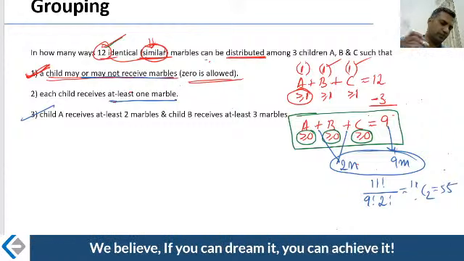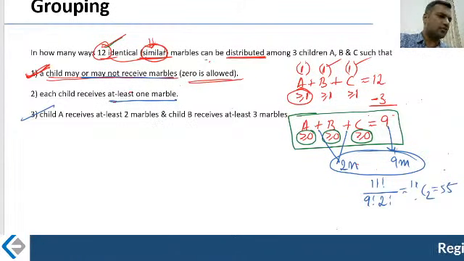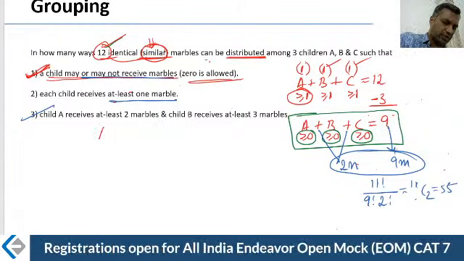Yeah, done. Very good. Okay. Child A receives at least 2 marbles. Child B receives at least 3 marbles. So what is given here? A receives at least 2, B receives at least 3. What about C? No minima. Minima is 0. So this time you are trying to say that okay, A plus B plus C.